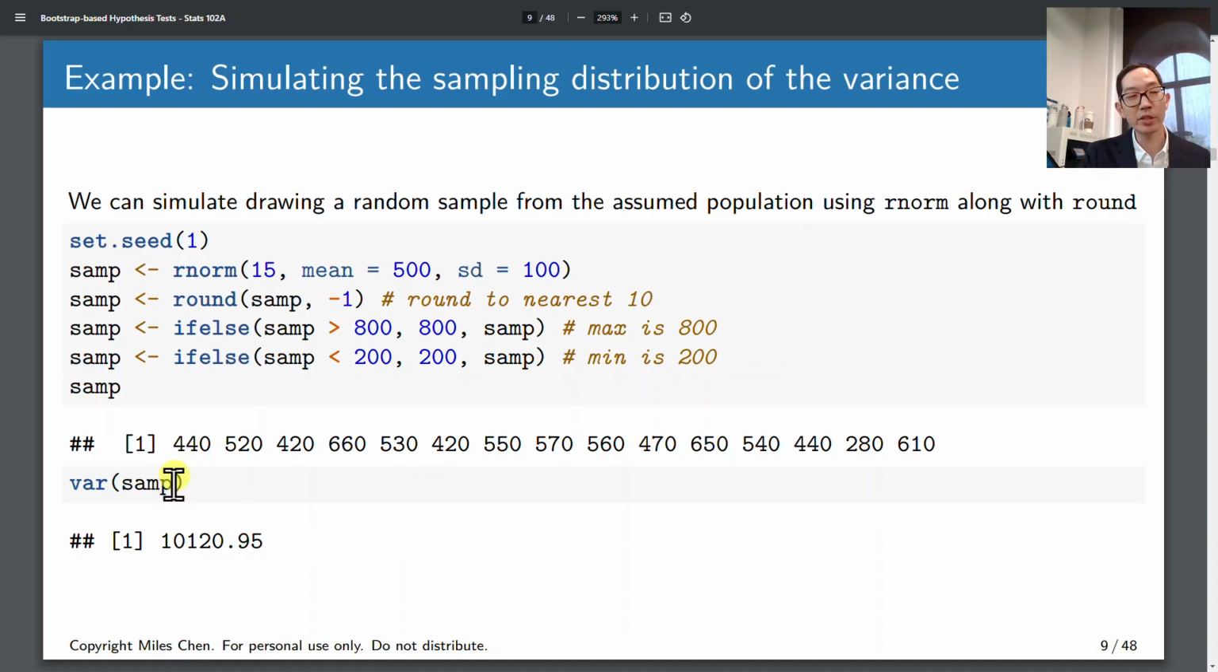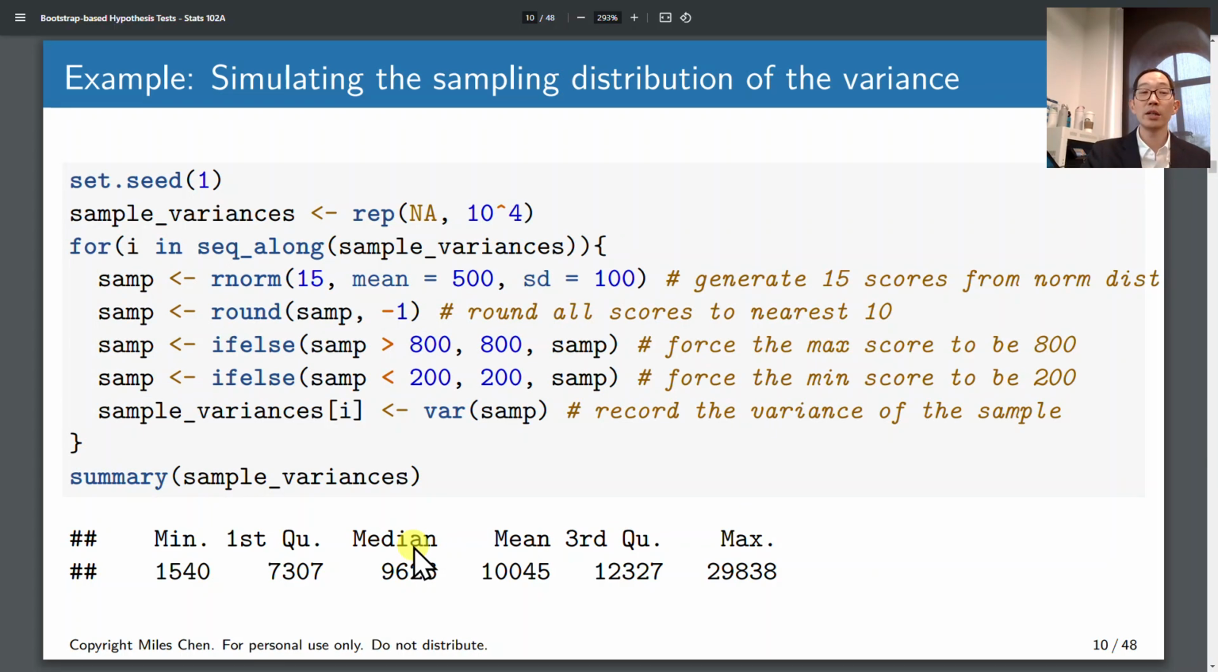I could say, hey, what is the variance of this sample of 15 values? And I get something a little over 10,000, okay? And that is my sample variance. Now, what I want to do is I want to do this a bunch of times. I'm going to say, all right, let's repeat ourselves 10,000 times.